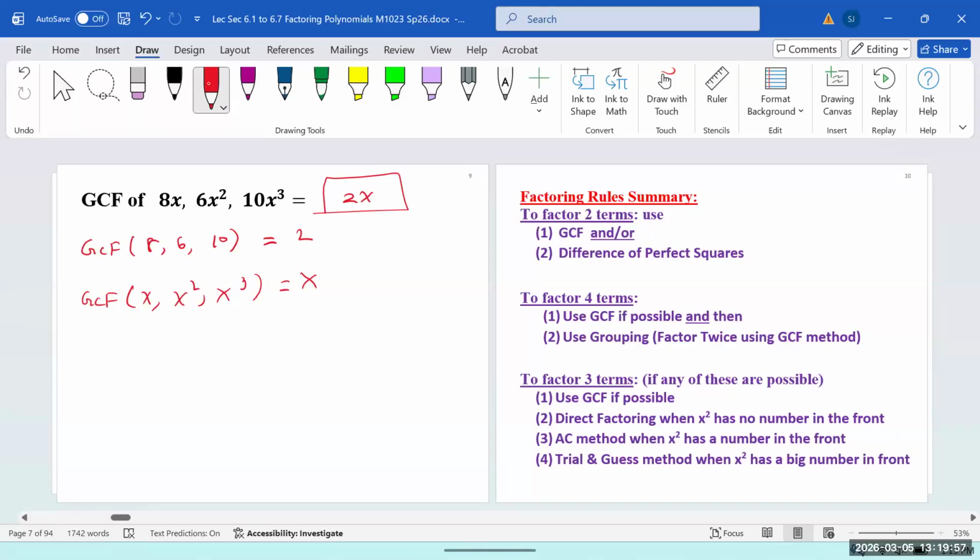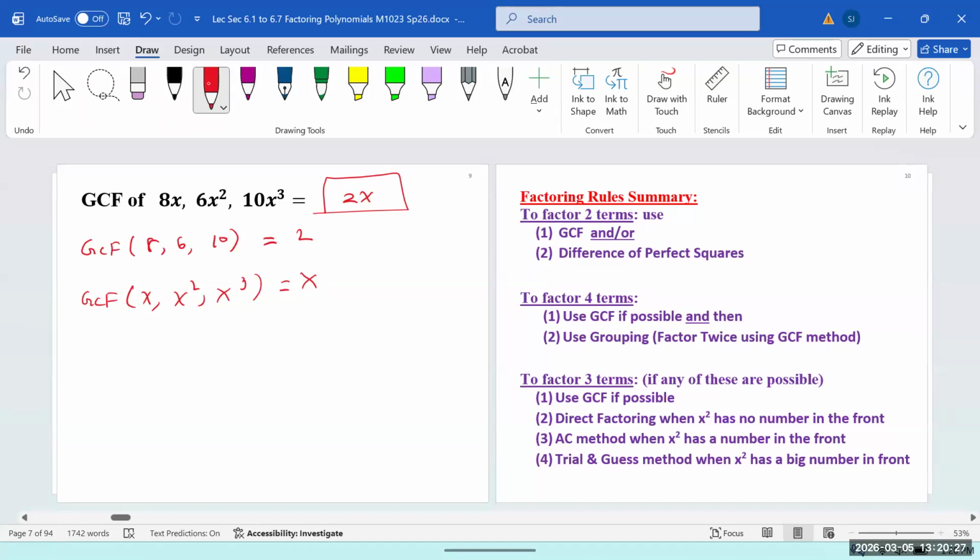Then 4 terms, it also has 2 scenarios. Either you can pull out a GCF, or you can use grouping method. What is grouping method? In grouping method, we group 2 terms into 2 factors, and then we use GCF twice. That's for grouping. We're going to learn this later. But this is an overview of what you're going to learn in chapter 6.